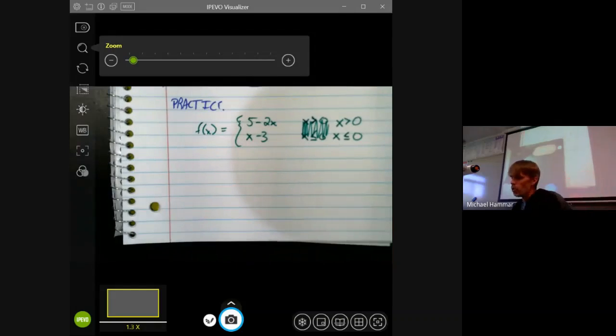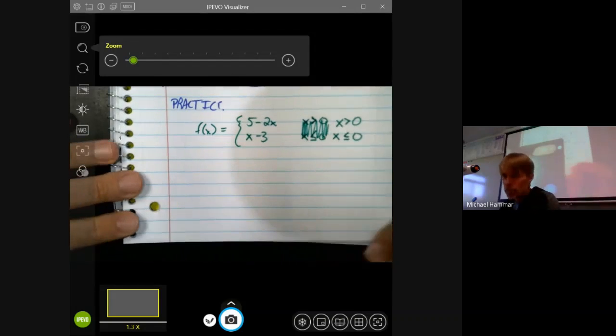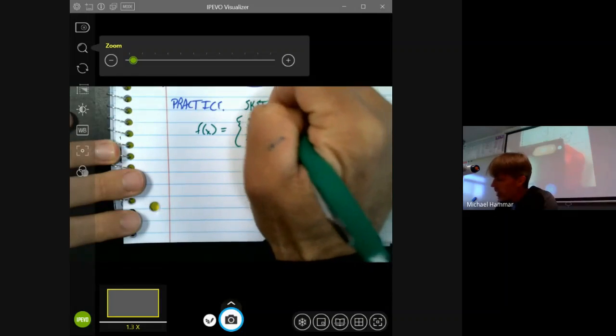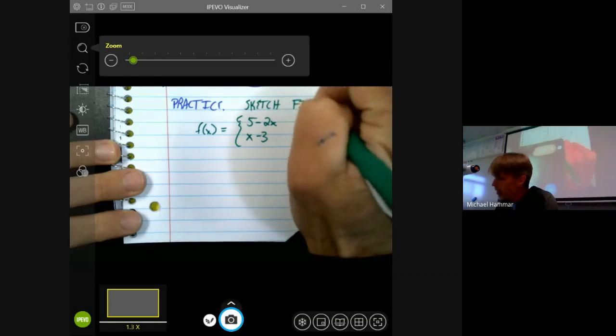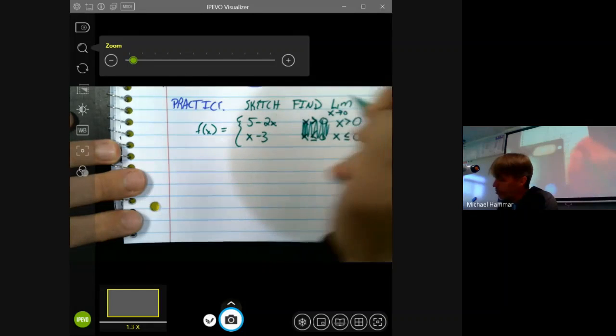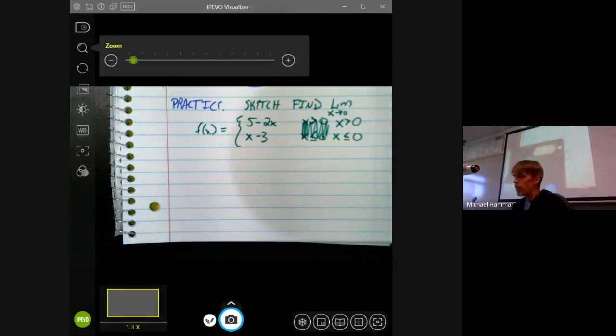Okay? So here's what I would like you to do. I would like you to sketch this and find the limit as x approaches 0, okay? So pause the video, make your sketch of the graph, and then tell me if, or what, the value of the limit is as you approach 0. So, welcome back.